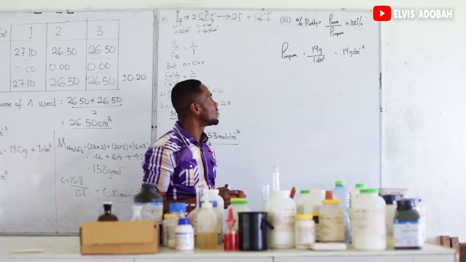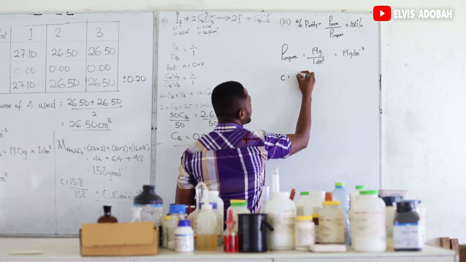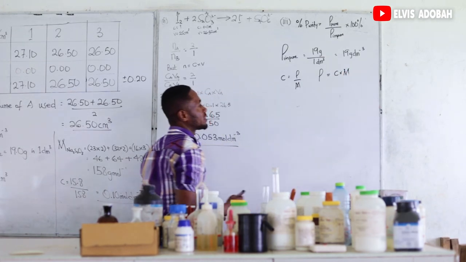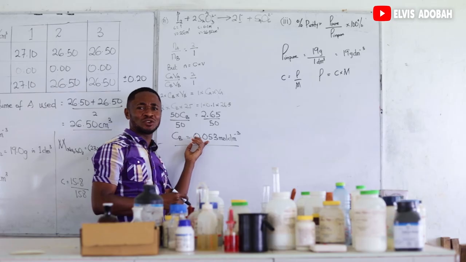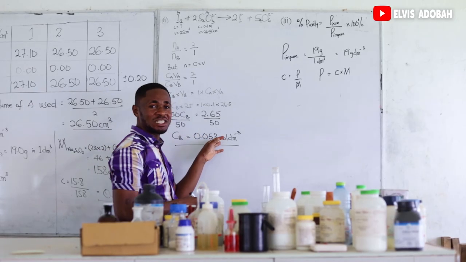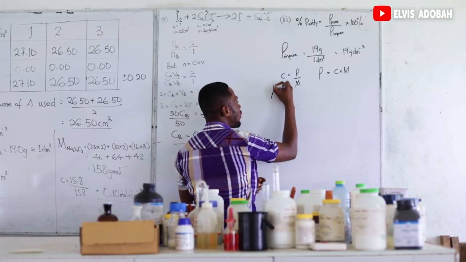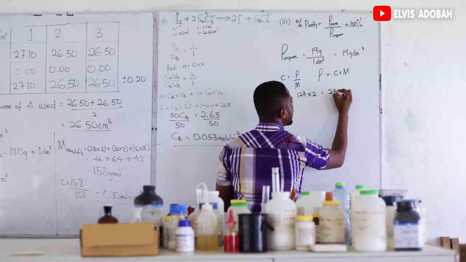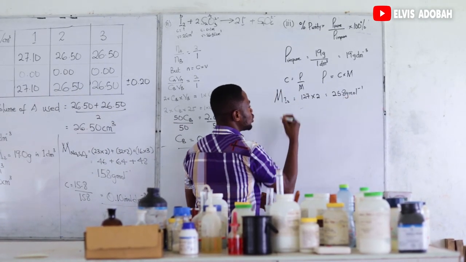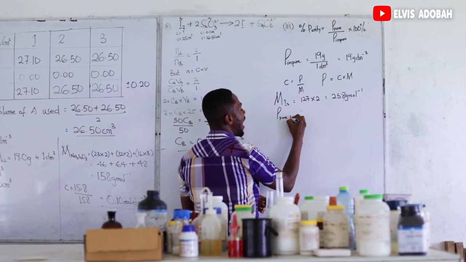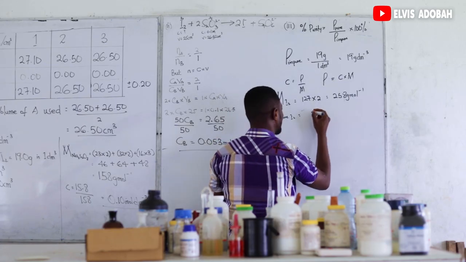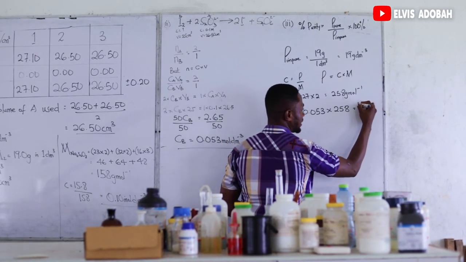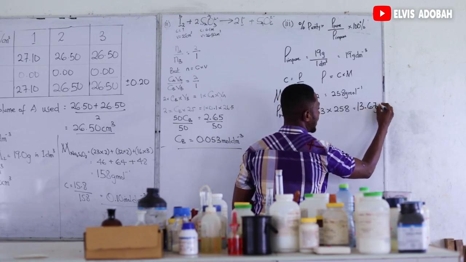What about our pure substance? Well, concentration is rho over molar mass. It means rho is equal to concentration times molar mass. We now have the concentration of the pure iodine to be 0.053. All we need to do is multiply its concentration in mole per decimeter cube by its molar mass. Molar mass of iodine is 127 times 2, and that should give us 254 gram per mole. So the mass concentration of pure iodine is the concentration of the pure iodine, which is 0.053, times the molar mass, 254, giving 13.67 gram per decimeter cube.